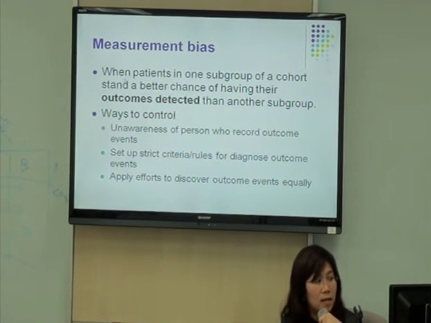So, measurement bias. If patients in one subgroup of the cohort have a better chance to have the outcome detected than another subgroup, it's not good because it creates ascertainment bias or measurement bias. So the way to control this bias, you have to make the person who records the outcome unaware, set up strict criteria and rules of diagnosis for the outcome, and apply effort to discover outcome events equally between groups.